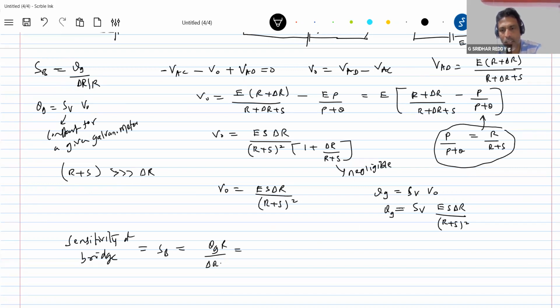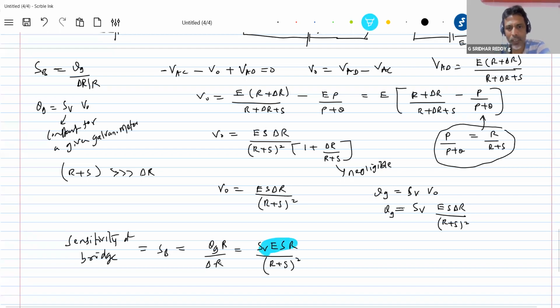It should be equal to theta G by delta R, or R by delta R. So what is the value of theta G by delta R? In the equation, we can write it as S_V E S R by (R plus S) whole square. Tell me now, to have maximum sensitivity, what is our main purpose? Under what circumstance will the sensitivity be maximum? I'll differentiate. There's a formula you have to remember. This is very important and can be asked in advance.